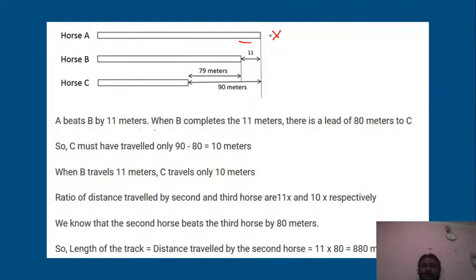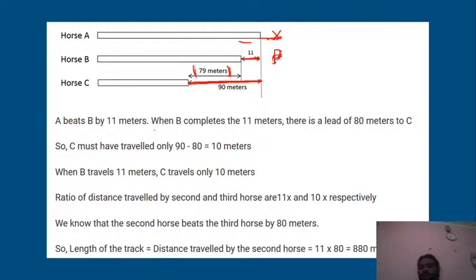See, when A reaches the destination, B is 11 meters short and C is 90 meters short. So when A reaches the destination, the difference between B and C is 79 meters. This is our concept 1. I'll start again. When A reaches the destination, B is still 11 meters from the destination and C is 90 meters away from the destination. So the difference between B and C is 79 meters.